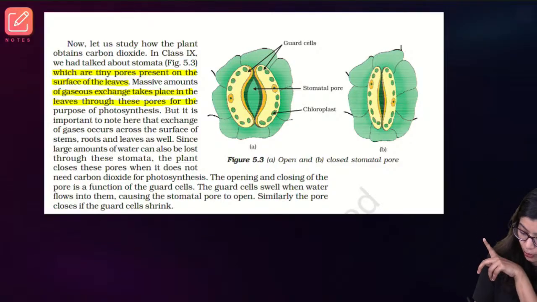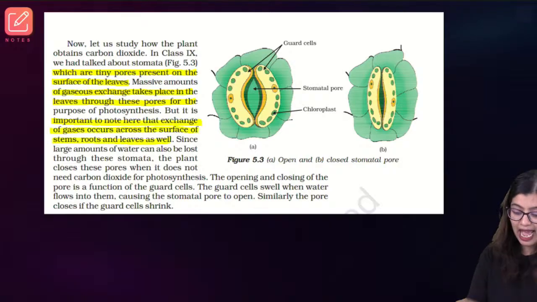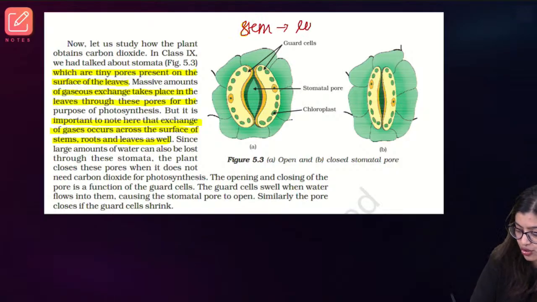Now, it is important to note that gaseous exchange not only happens through the stomata, but can happen through the stem and roots, right? So in the case of the stem, we have specialized structures called lenticels. Today my handwriting is very bad.